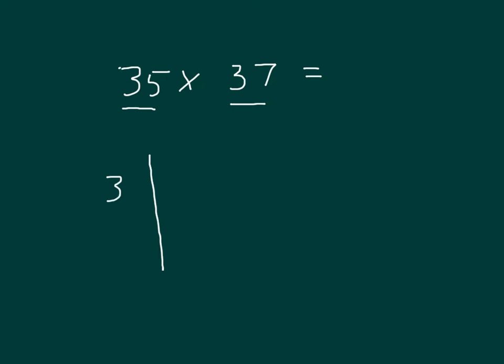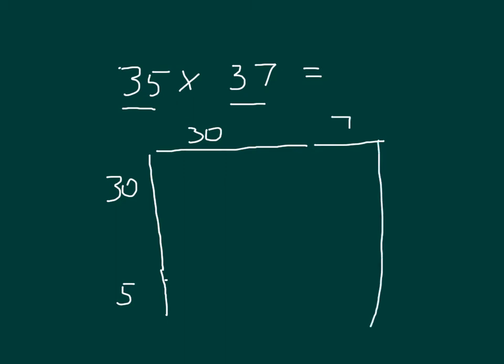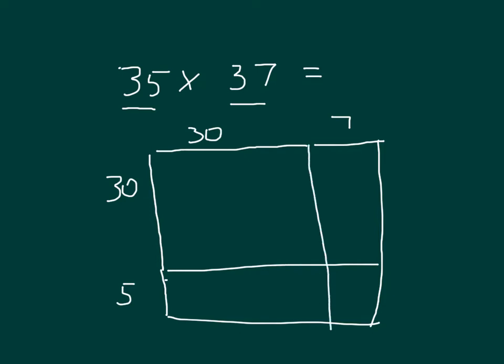So that's 30 along with 5. We'll see it a little more clearly in just a second here. And 37 is also broken into its parts, where we have 30 and then we have 7. Again, we're using an area model here. So if we look at it again, we broke apart the two factors, 35 into 30 with 5, and 37 into 30 with 7.